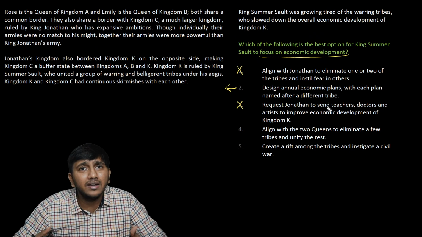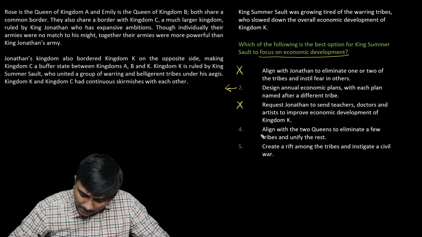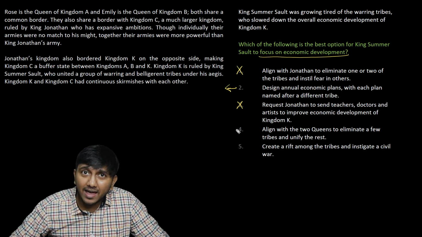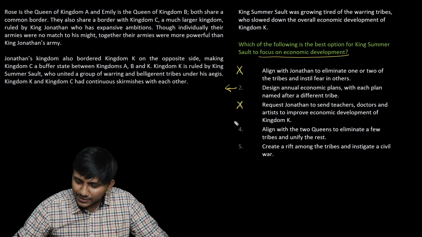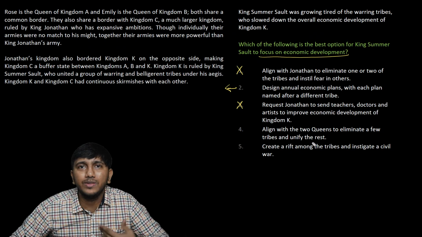Why would Jonathan send teachers? What does he have in the whole process? He doesn't have anything in the whole process. Align with two queens, like the queens care. Now, why should the queens do that? Align with the two queens to eliminate a few tribes and unify the rest. Okay, fine, but what do they have in it?